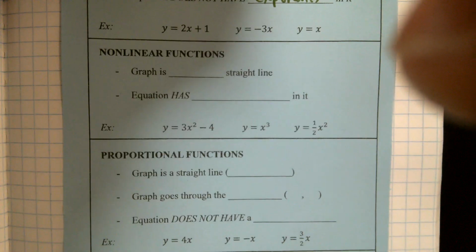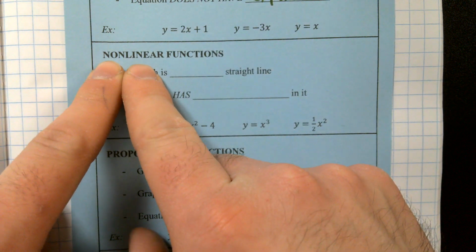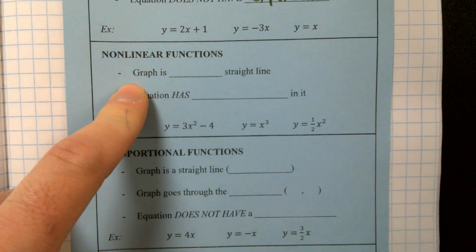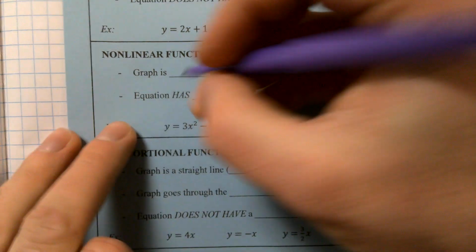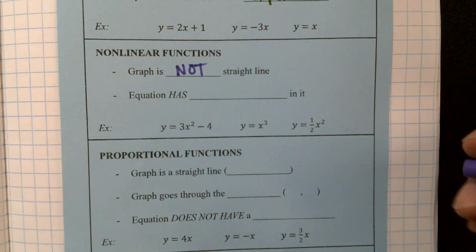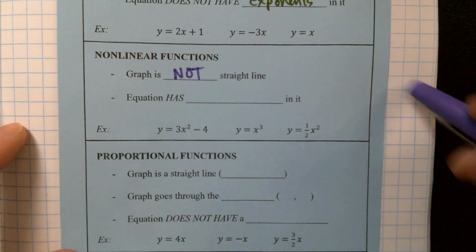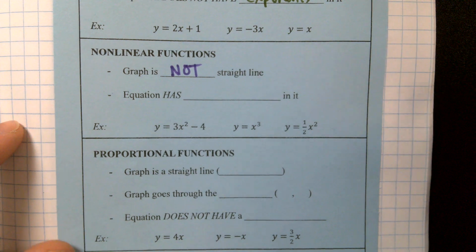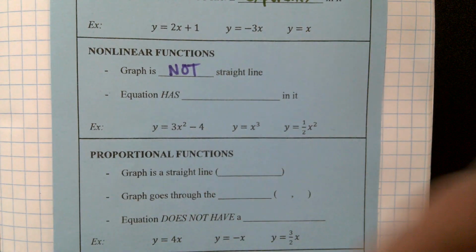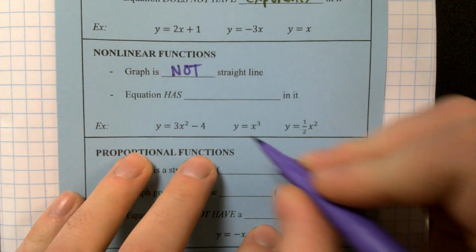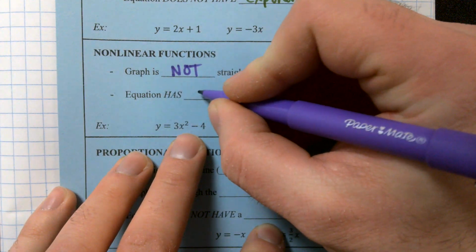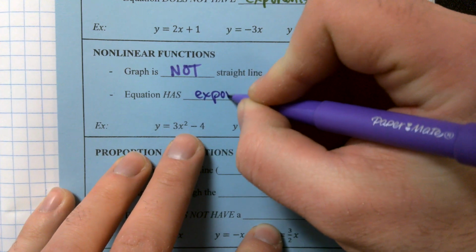So the opposite of linear would be what? Non-linear. That means that the graph is not a straight line. It's something that's not just a straight line. It's easy to tell if you see a graph. Is the line a straight line? No. Well, then it's non-linear. But if I have an equation, what I'm looking for is exponents. A nonlinear function's equation has exponents in it.